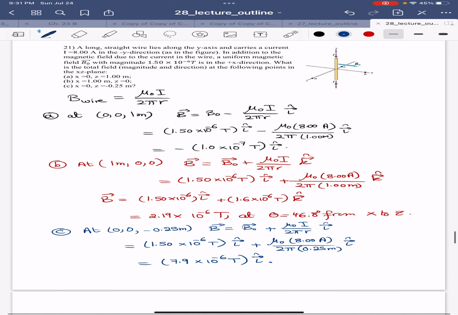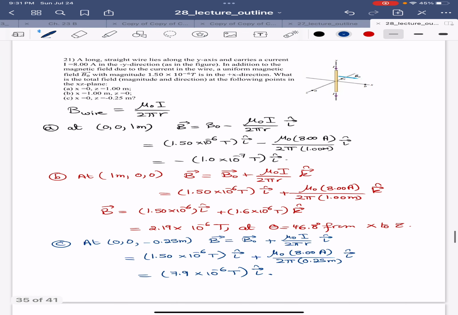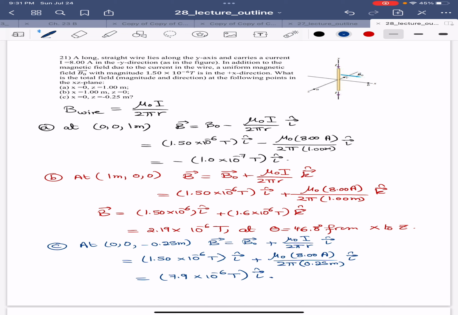All right. The next one. A long straight wire lies along the y-axis and carries a current I equals 8 amperes in the y direction as in the figure. In addition to the magnetic field due to the current in the wire, a uniform magnetic field B0 with magnitude 1.50 × 10^-6 Tesla is in the positive x direction. What is the total field magnitude and direction at the following points in the xz plane?